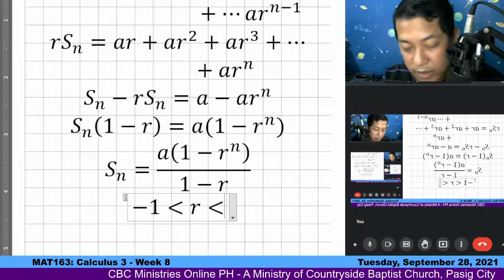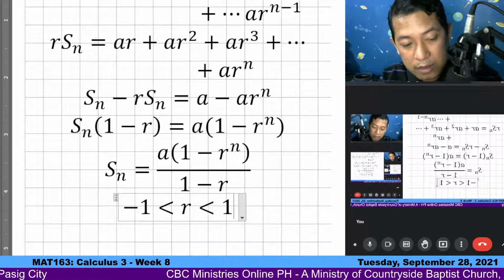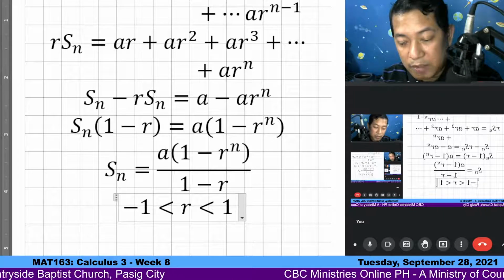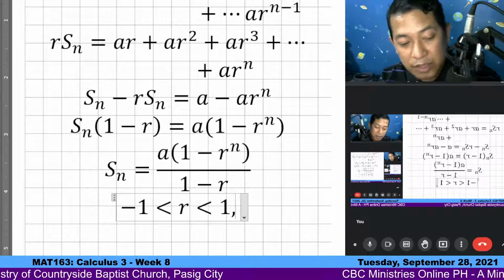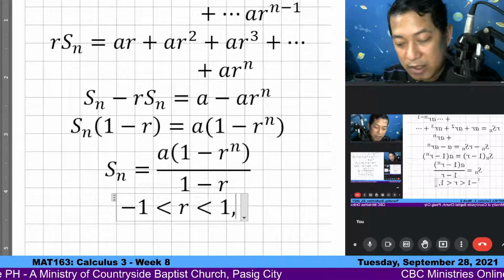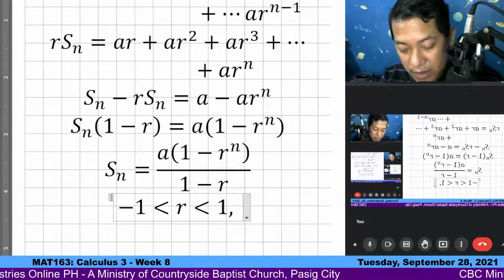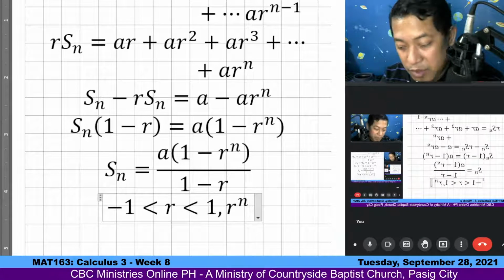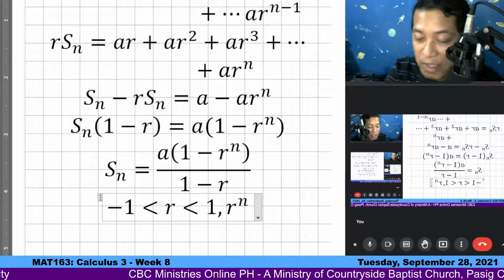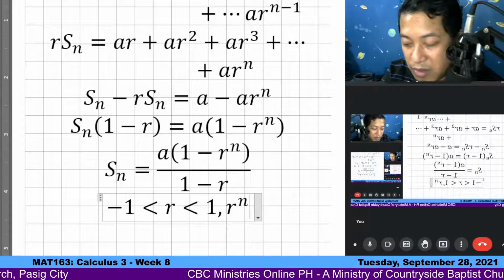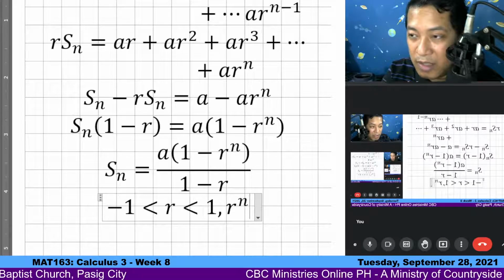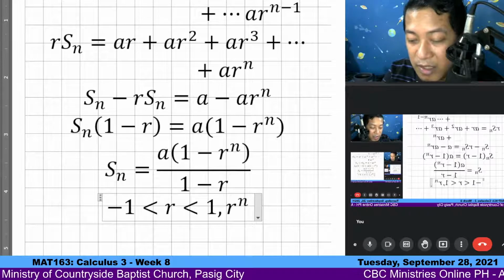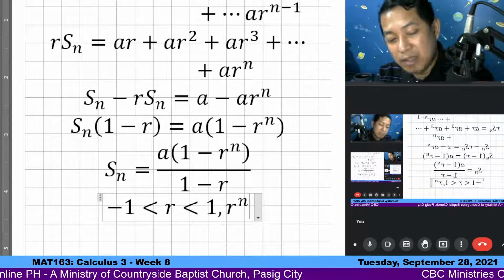Okay, this is between negative 1 and 1, then we know that R raised to n approaches 0 because it's fractional. As it approaches infinity, R raised to n approaches 0. Why? Because if your ratio is fractional and n keeps increasing to infinity, it goes to zero.